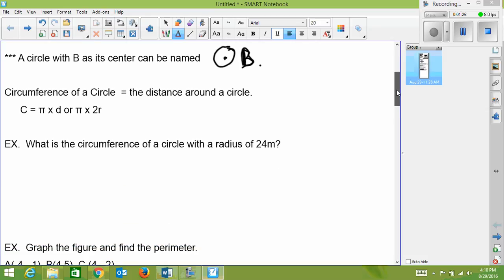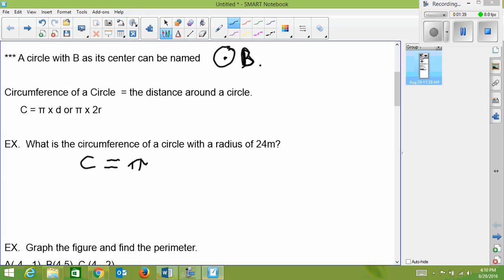So if I was trying to find the circumference of a circle with a radius of 24 meters, again, whenever we use formulas, you always want to start by writing down the formula. So circumference equals pi times, and since they give us the radius on this one, I'll say pi r, not r squared, r times 2. So pi is 3.14. My radius is 24, and I'm going to take that times 2.